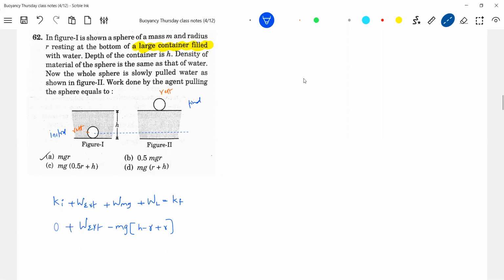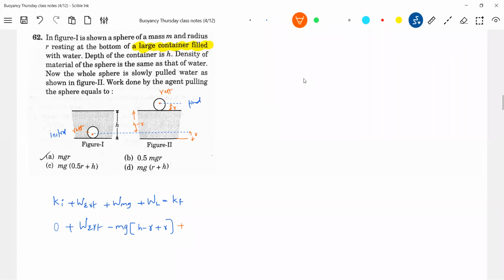Please do make observations. Things will be very easy for you. R, these are, and so definitely what you can write, this is. So from this point is what I shifted. No? So what is the height ascended? H minus R plus R.